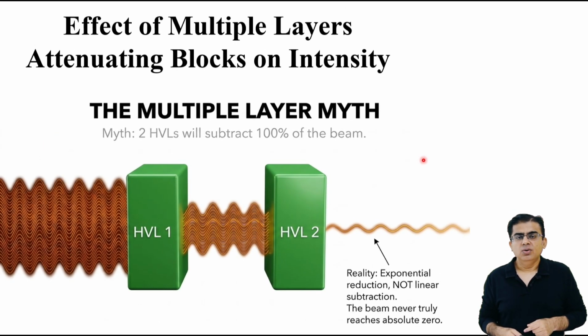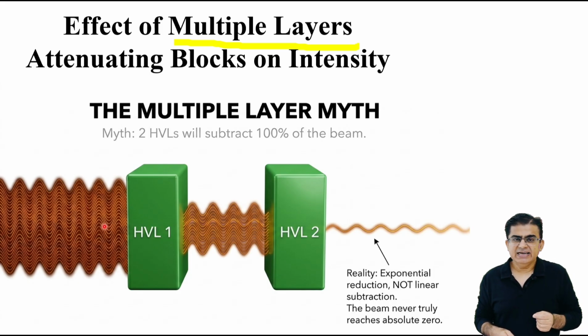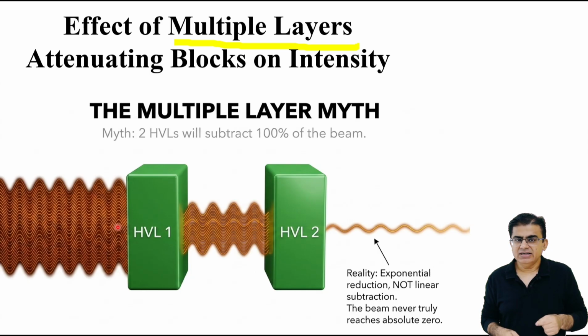Let us now look at what will happen if we place multiple layers of HVL blocks. These are two blocks placed in the path of a treatment beam. This is a primary treatment beam entering from the left side. This incident beam has exactly 100% intensity. It successfully passes through the first green block. We know that this first block is exactly one half value layer thick. So it will naturally reduce the beam intensity by exactly 50%.